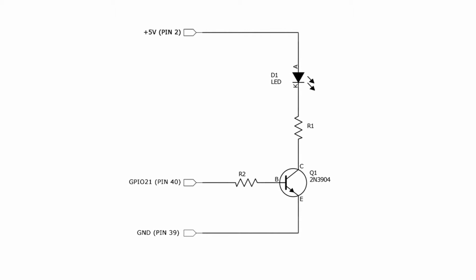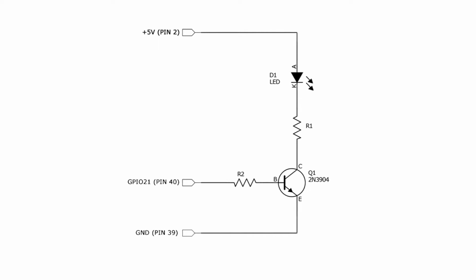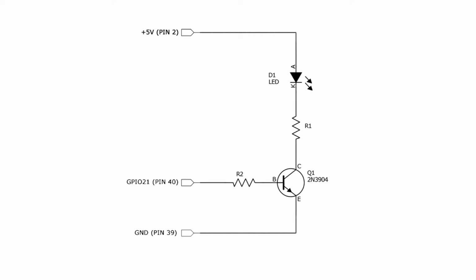So in this case, we're going to use a transistor as a switch. We're still going to drive the circuit using GPIO 21 on pin 40, except rather than driving the LED directly, it's going to drive the base of our transistor, or basically the base of our switch. And the ground pin on 39 will still be used. It'll be connected to the emitter of the transistor.